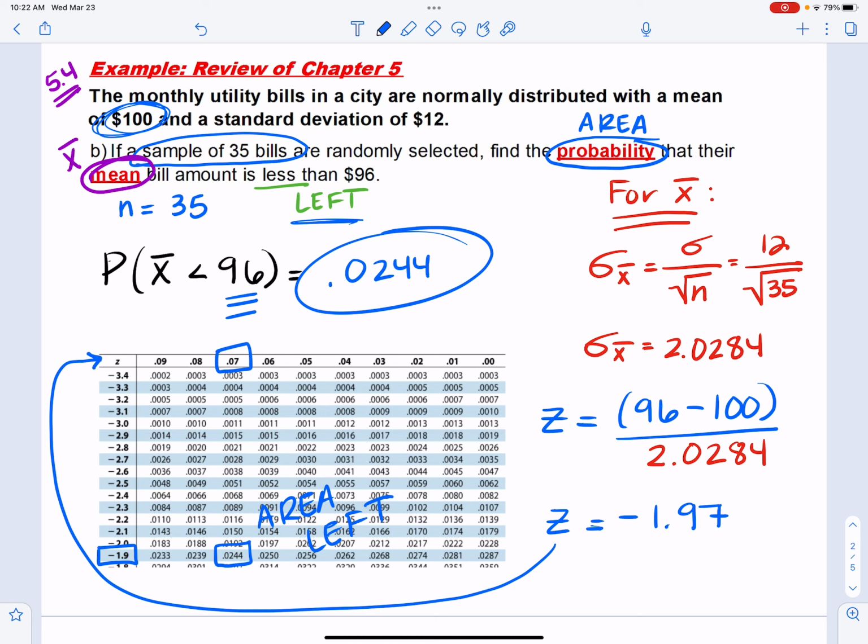Again, if you've got a data value, put it in the X box. Make sure that your left or right is correct, or between, if you need to switch to between, and make sure that you have the proper standard deviation if you're doing a sample mean.